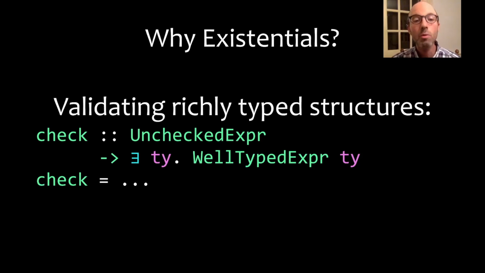Then, in a larger compiler, we might have a parsed expression, which is as yet unchecked, this UncheckedExpr, and we want to check it to form a WellTypedExpr. Of course, we don't know what type it's going to have until we actually check it. And so this checking is going to produce an existential type, because I don't know what type it is going to be. So here, once again, we need an existential type.